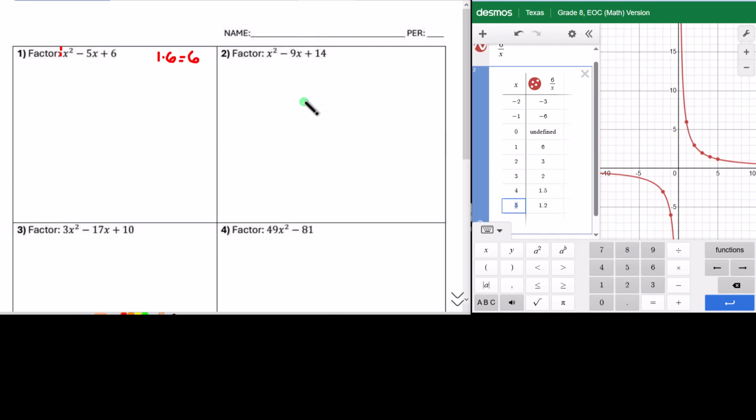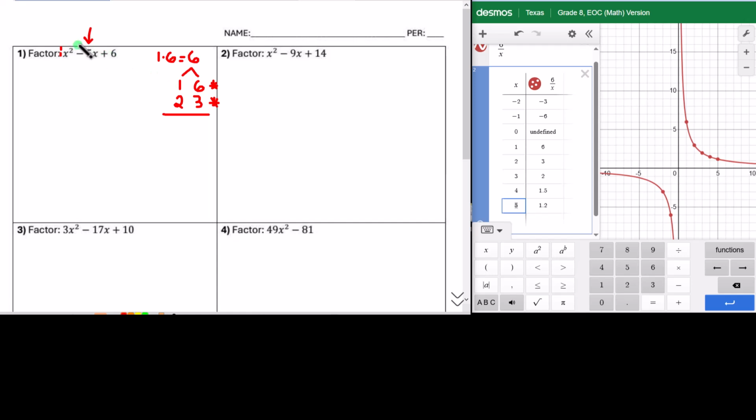You start the list with number 1, so we have 1 and 6, and then 2 and 3. After that comes number 3, but 3 is already part of the list, so you know you have come to the end of your list. Now focus your attention on the middle term, which is 5. We're looking for a pair of numbers that, added or subtracted, give us 5. So 1 and 6 gives us 5 if I subtract, and so does 2 and 3, because 2 plus 3 is also 5. So these two could be candidates.